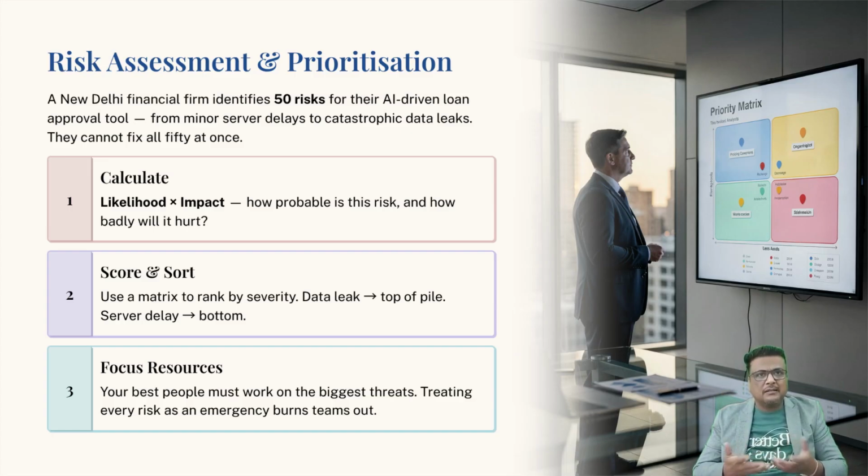By prioritizing, you ensure your best people are working on the biggest threats. So now that we've mastered how to rank our risks, you might be wondering how we actually deal with them once they are on our radar. Well, that brings us right into our next step, which is risk treatment options.